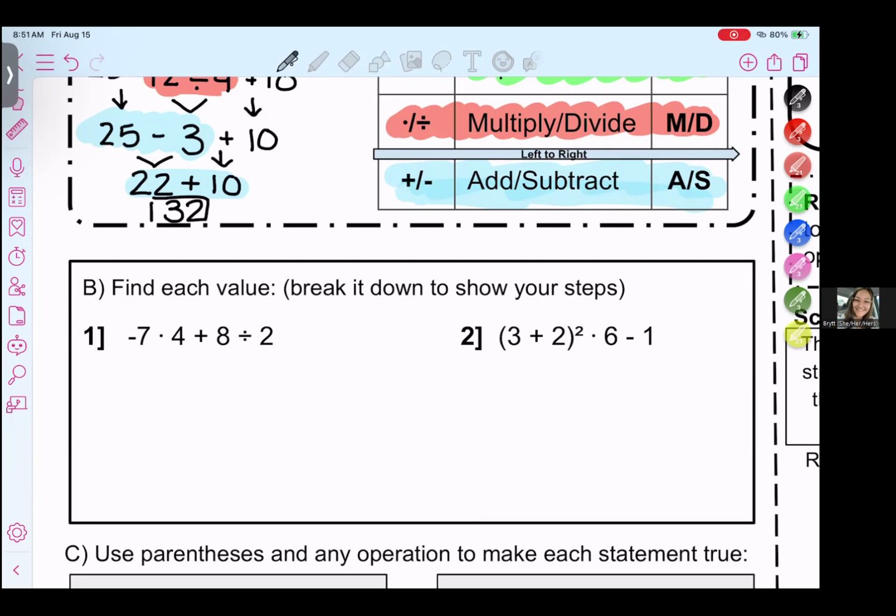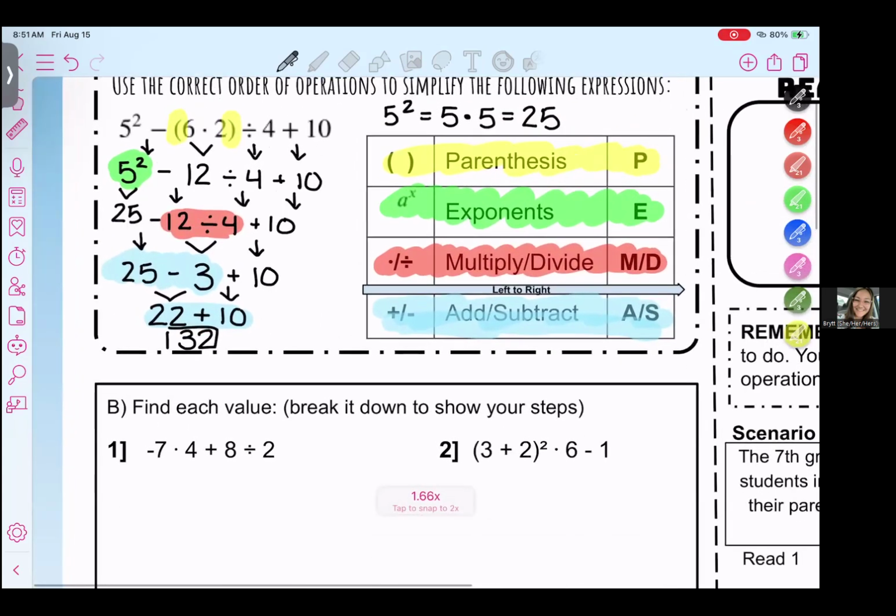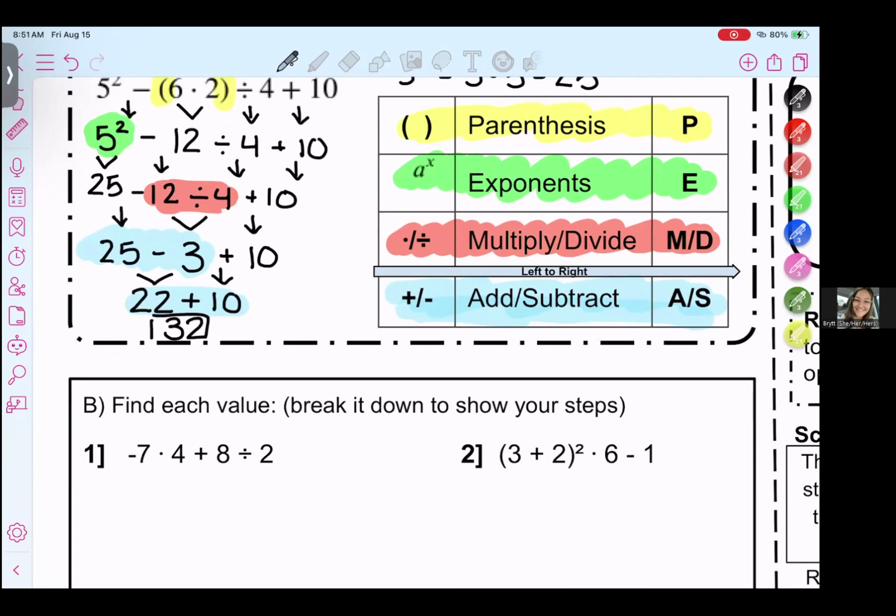All right, so on our first one, if we look at our PEMDAS, what is first in PEMDAS? Parentheses. Do I see any parentheses in number 1? I don't. So we can just skip that and go to E in PEMDAS, which is exponents. Still don't see any of those. Perfect, cool. Now we're going to move on to multiplication and division.